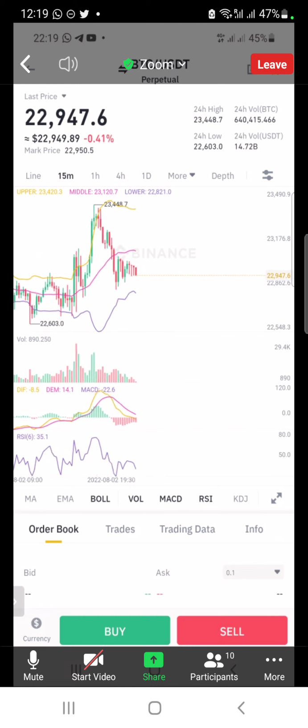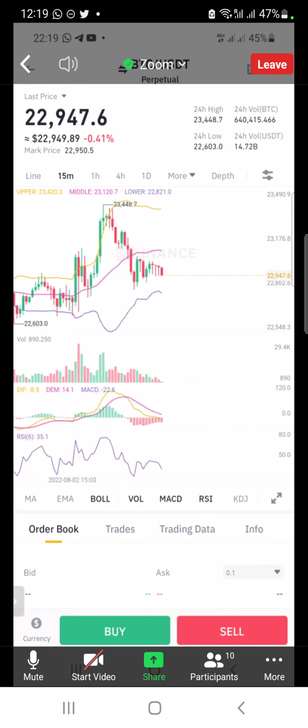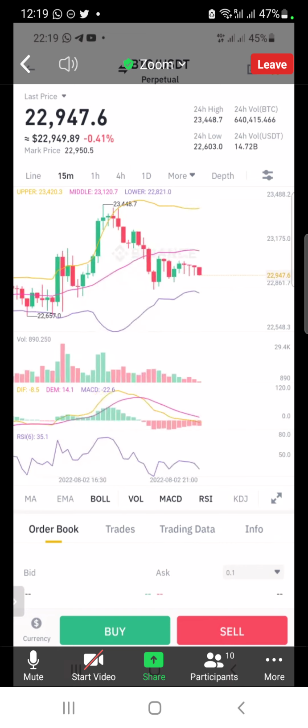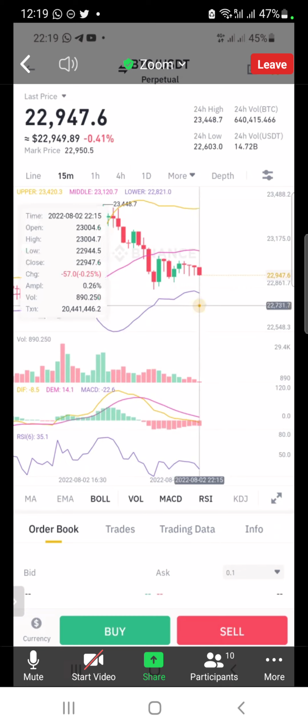If you look at this candle now, look at this price now, you will see that there is nothing between where the price currently is and the previous support, which is 22.8. So it must come down to this point.